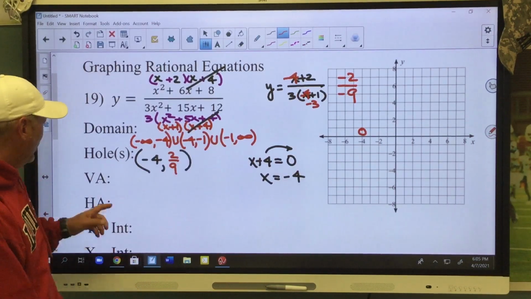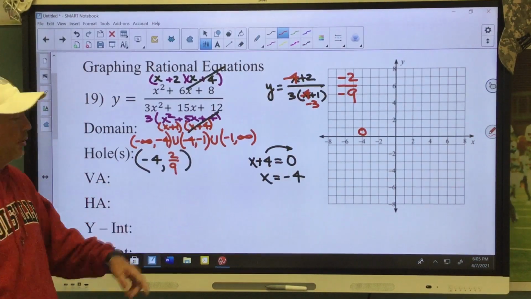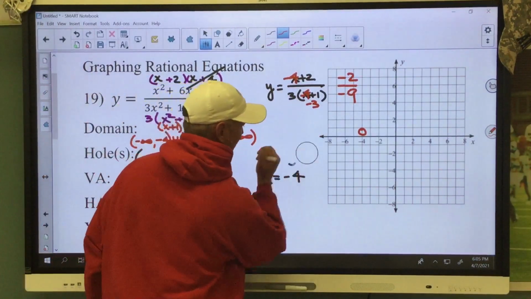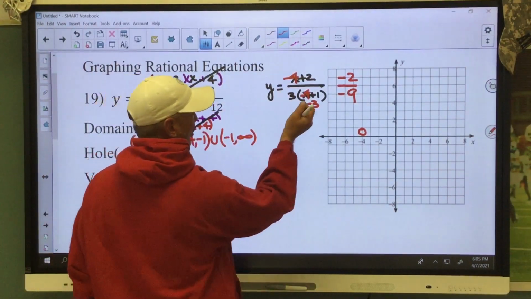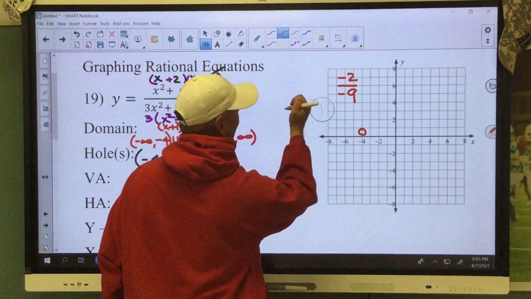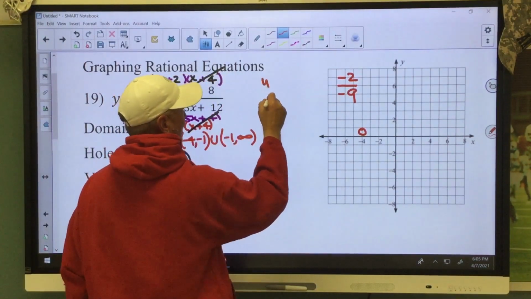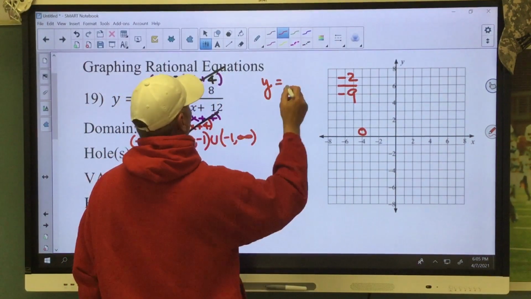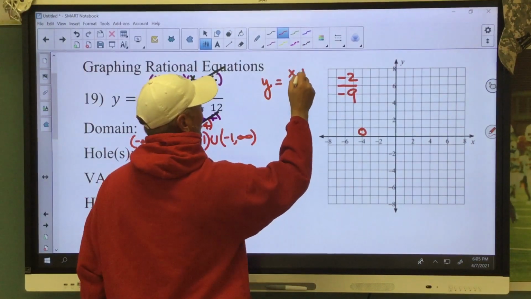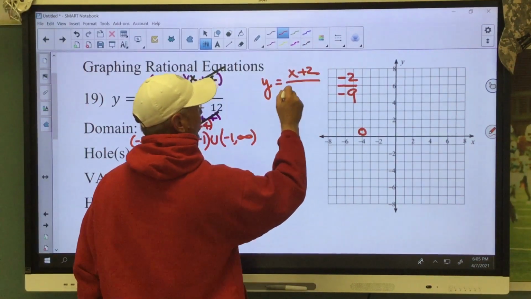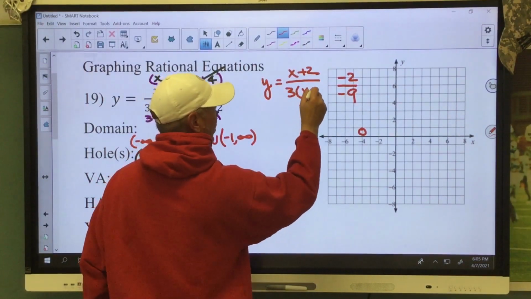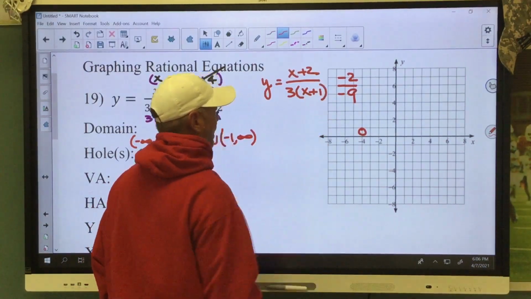All right, so next thing we want to do is find our vertical asymptote. Let me erase some of this stuff. I'm going to go back to what's left after we reduce: y equals x plus 2 over 3x plus 1. Don't forget where we are.